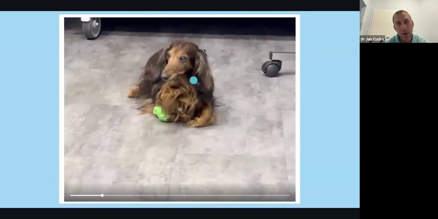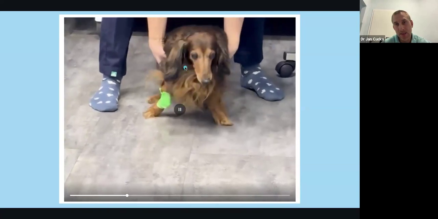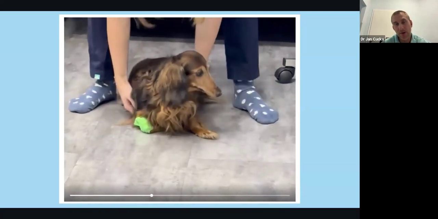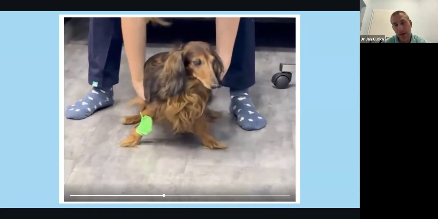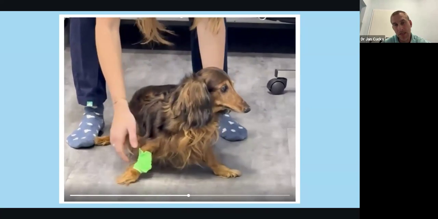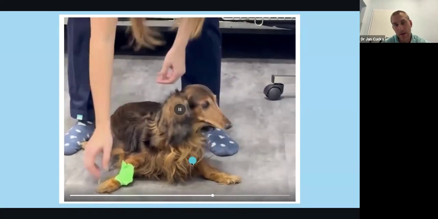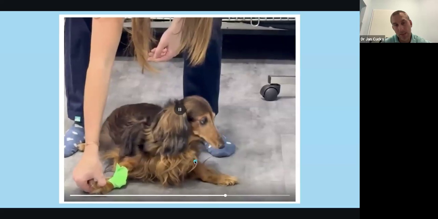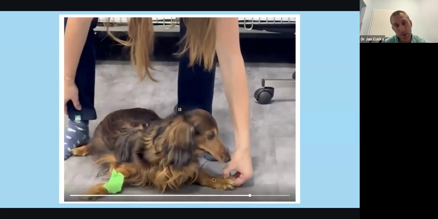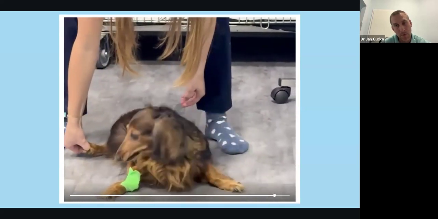What was working well was just her head. So there are some parts of the neuro exam. You can see no possibility to stand on the legs, and deep sensation and pain sensation weren't good on the forelegs.